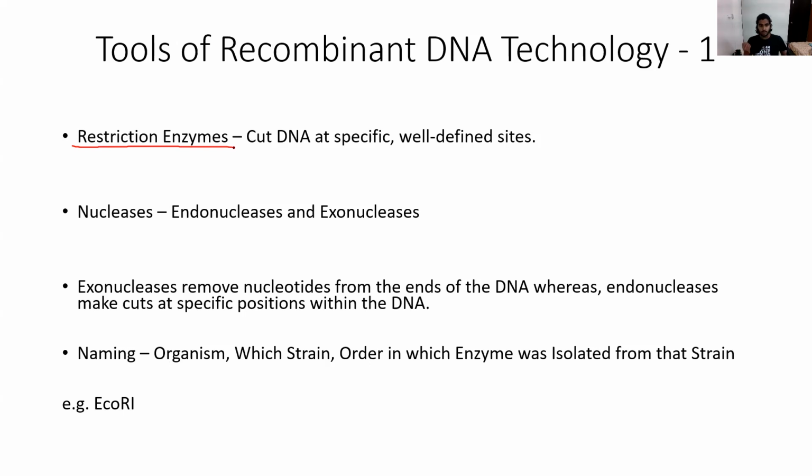Scissors are used to cut things. So if these proteins are called molecular scissors, they must cut something. So what do they cut? In essence, these molecular scissors can cut the DNA at specific and well-defined sites. So your immediate question would be, okay, so what do we mean by well-defined sites?